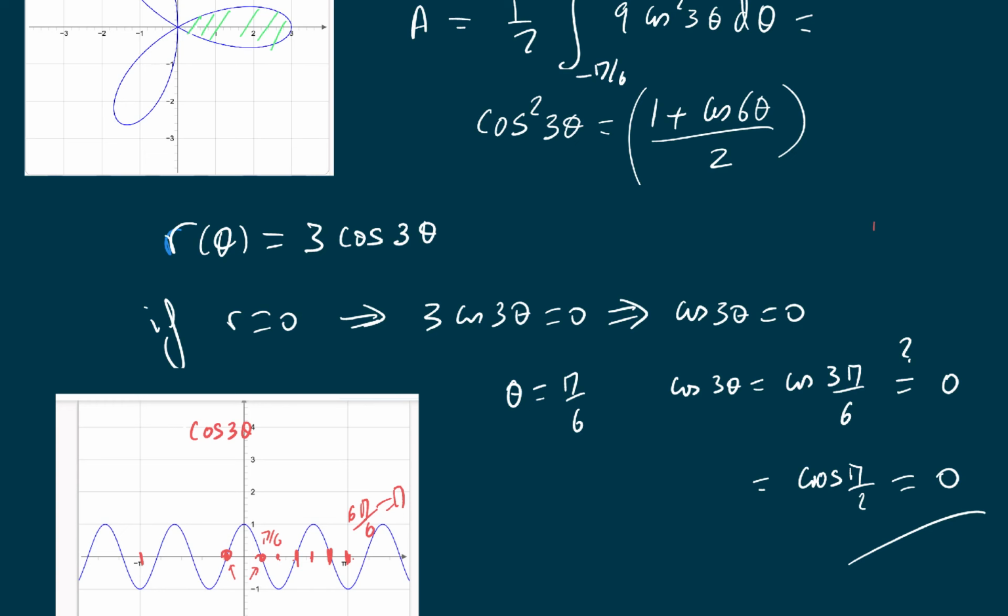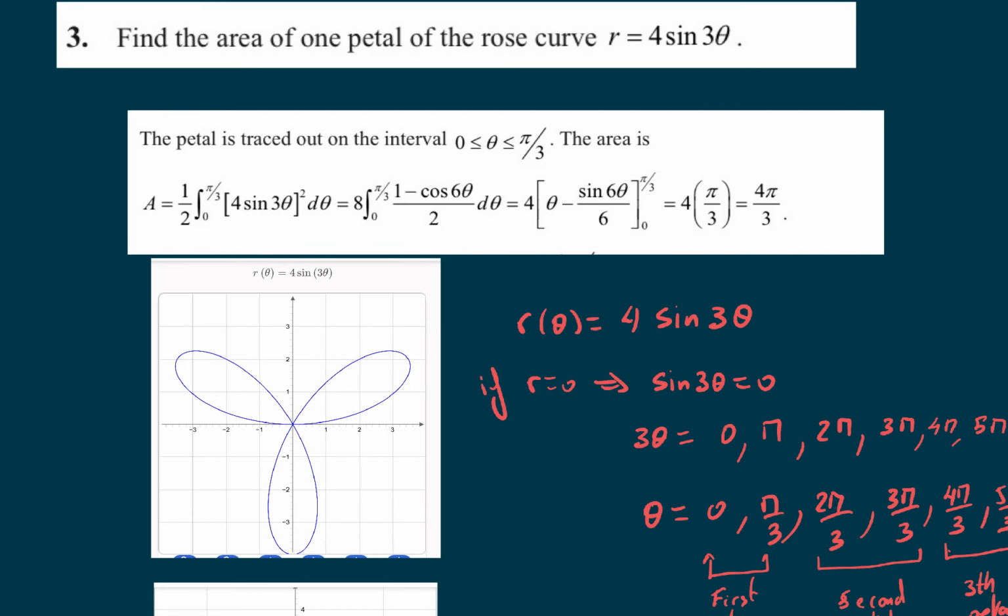Okay, let's go to the next problem. Now we go to problem 3. Problem 3 says, find the area of one petal of the rose curve r equals 4 times sine of 3 theta. If you go to your plotting software, you will find that 4 times sine of 3 theta has 3 petals. Is this one. And the problem says find the area of this petal, of one of them. There are symmetries, so the area of each one is the same.